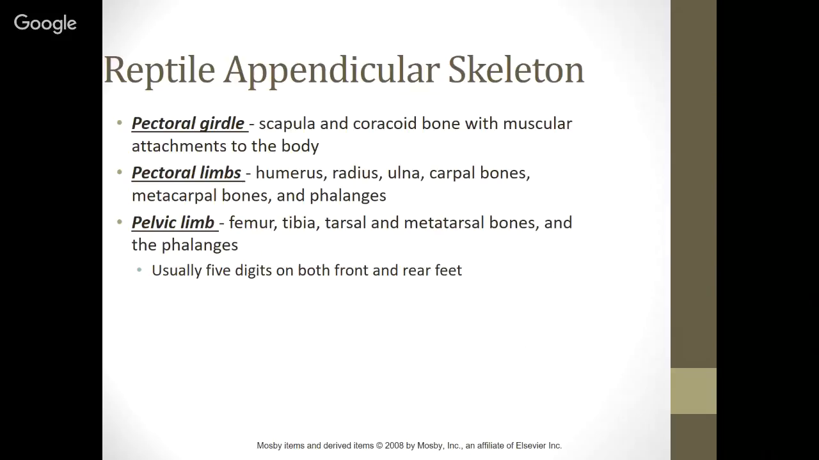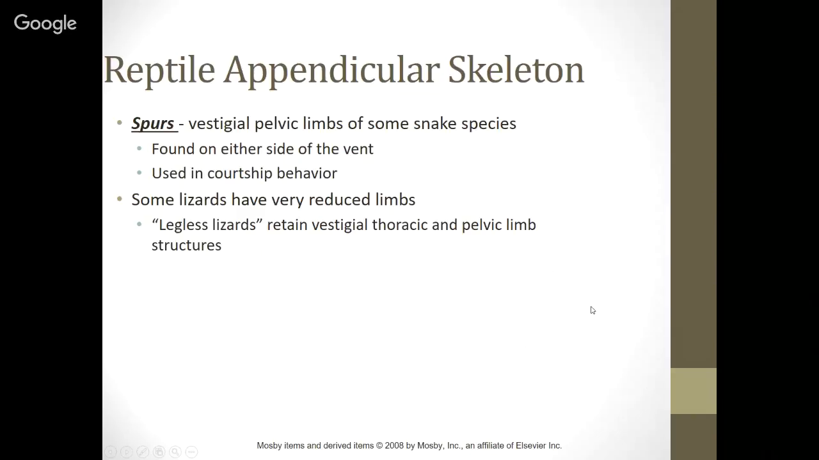There are usually 5 digits on both the front and rear feet, just like us. Spurs are those vestigial pelvic limbs in some snake species, and they're bigger in males than in females. They're found on either side of the vent and are used in courtship behavior. Some lizards have very reduced limbs. Legless lizards actually retain a vestigial thoracic and pelvic limb structure.